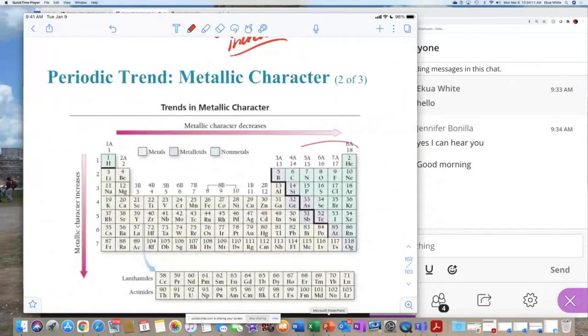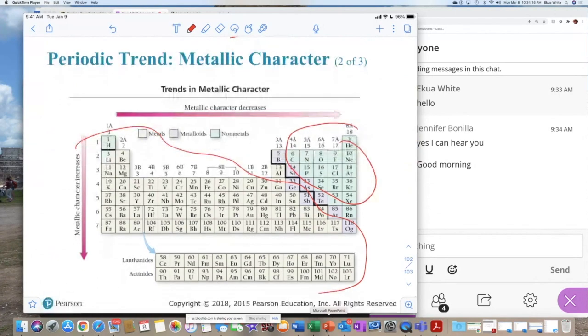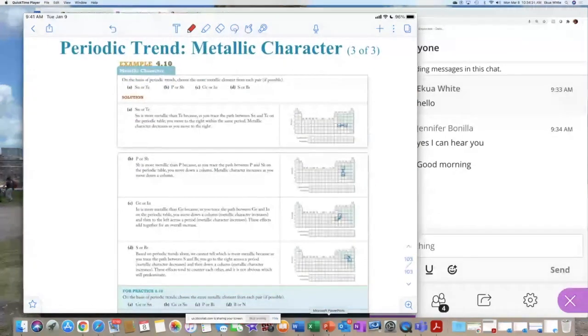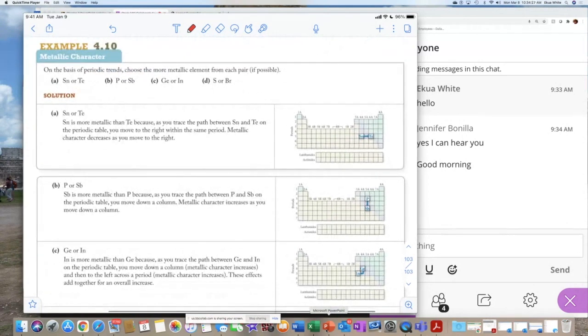Okay, remember, these are your nonmetals. All of these are your metals. And then, of course, the purple ones are your metalloids. They have both characteristics. So we're going to be finishing this slide. I'm going to start the other one as soon as I get done with this. So we're told here, on the basis of periodic trend, choose the more metallic element from each pair.